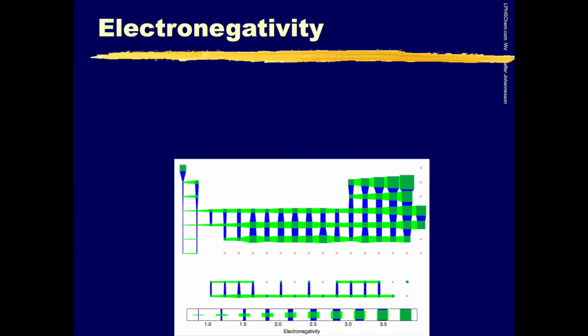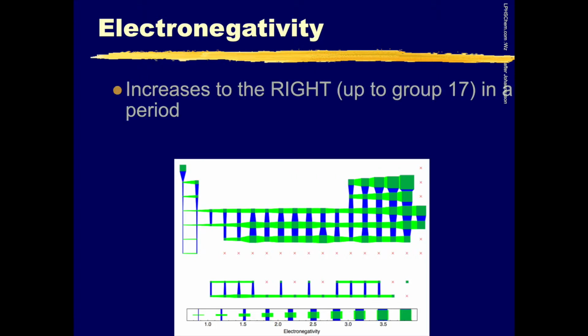Okay, so we look here at this chart. The bigger the section of blue, the greater the electronegativity is. So if we look at our trends here, we can see that as I go to the right on the periodic table, electronegativity is increasing, generally speaking.